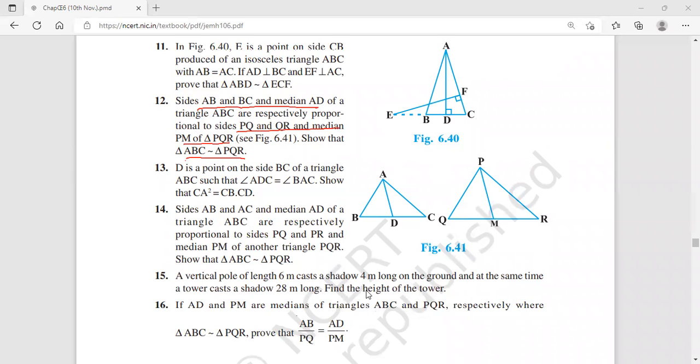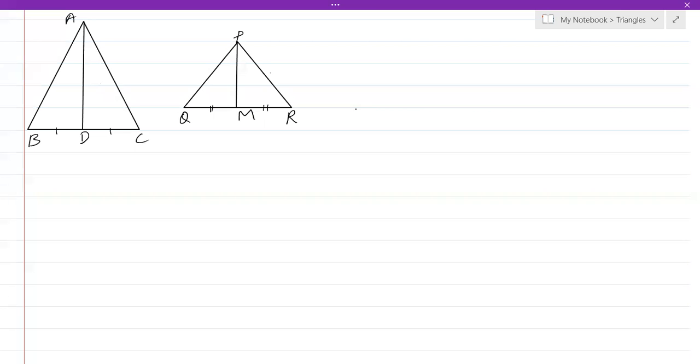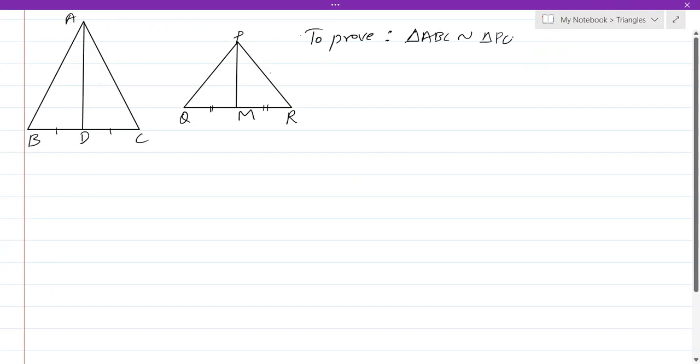Okay. So we have taken the triangle as given. So triangle ABC is similar to PQR. That's what we have to prove. So let's write it. We have to prove that triangle ABC is similar to triangle PQR. This is what we have to prove.